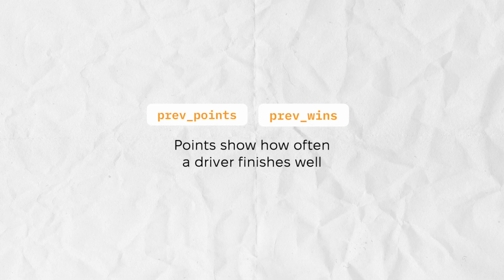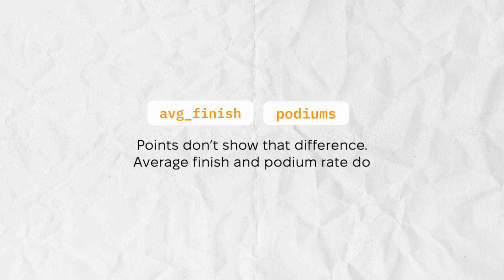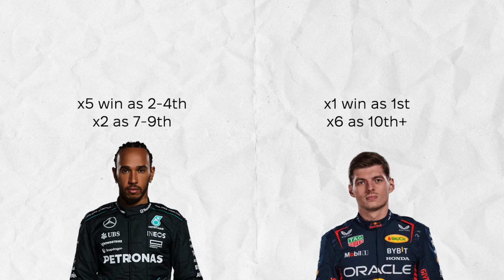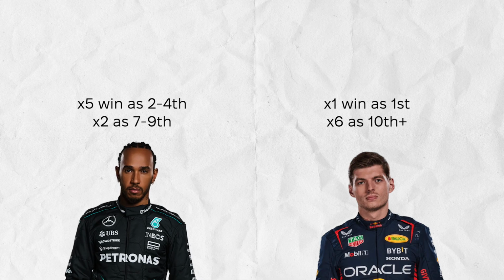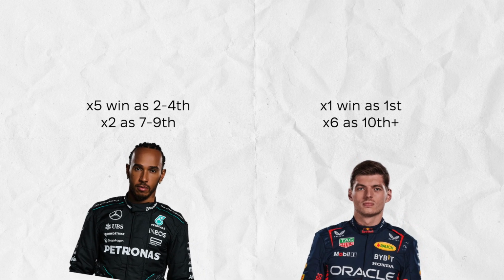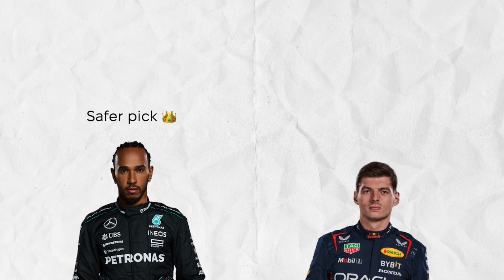Or points can show how often a driver finishes well. Or even this. Two drivers can have the same points, but their performance can be very different. One finishes position 2 to position 4 almost every race. Another wins only once, then finishes outside of the top 10. The points we used before can show that. The model should learn that consistent drivers are safer picks.